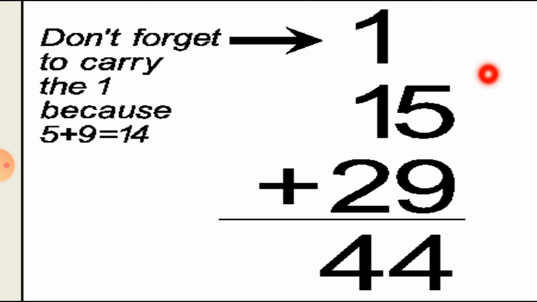Here is one example, that is 15 plus 29. In this, the ones column is 5 and 9, which is at the right side. 5 plus 9 is equal to 14. In this 14, the number 4 is at the ones place, so we can write down number 4 at the ones place, and the other 1 will move to the tens column as a carry forward. Don't forget to carry the number 1. Here we carry number 1 to the tens column, so we have to add this 1 into the tens column.